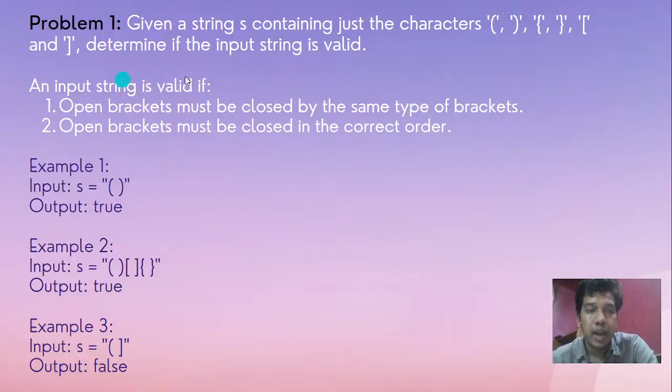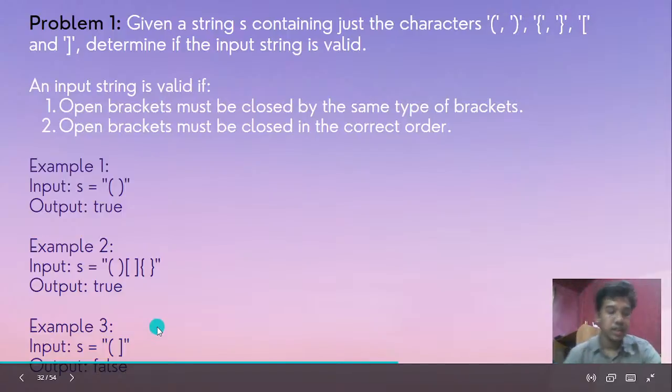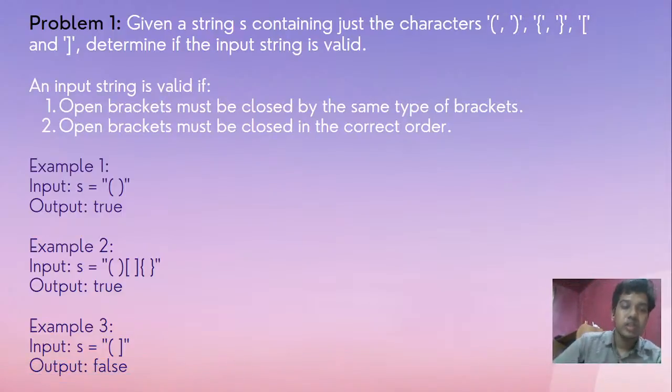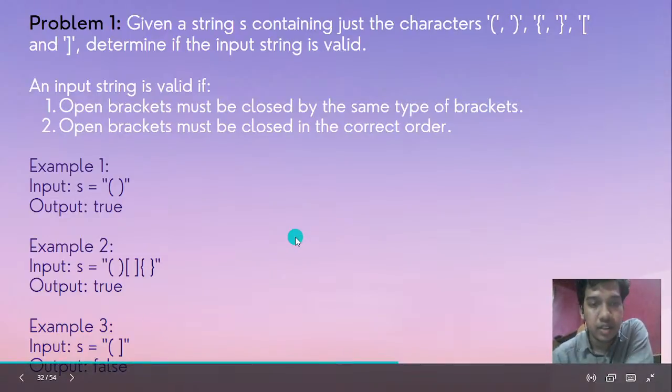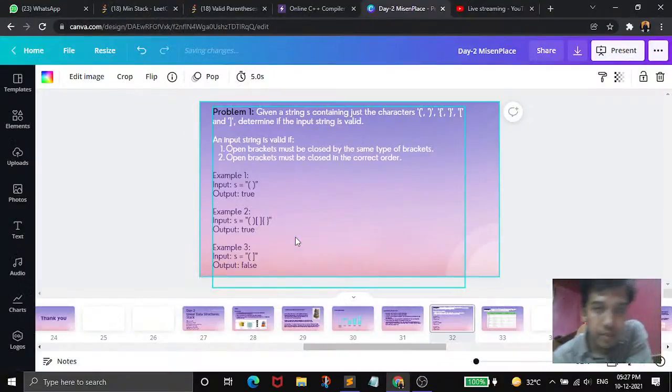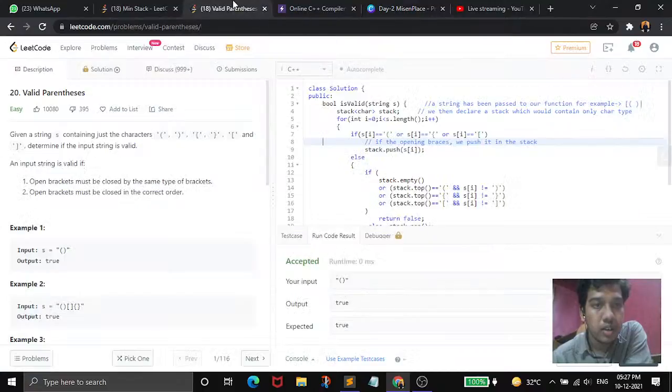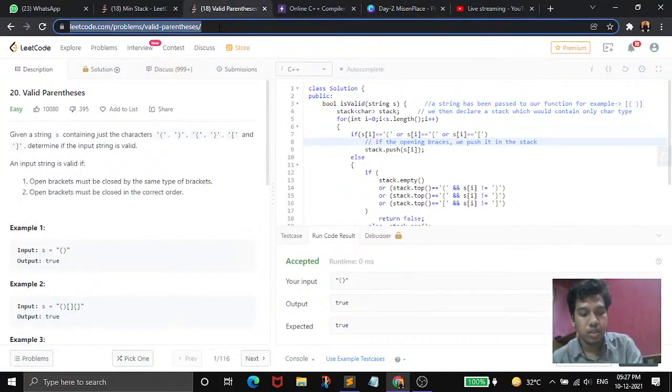And what it means by the input string being valid is that the opening and the closing bracket should be the same. For example, if the opening bracket is a round bracket, the closing bracket should also be a round bracket only, then only the output will be true. Again here the opening and closing brackets are the same, so the output is true. Here the opening bracket is a round bracket and the closing is a square bracket, so that's why the output will be false. So we have to make a function for this. This is actually a little problem. Here is the link for it, valid parentheses. I will share the link also.